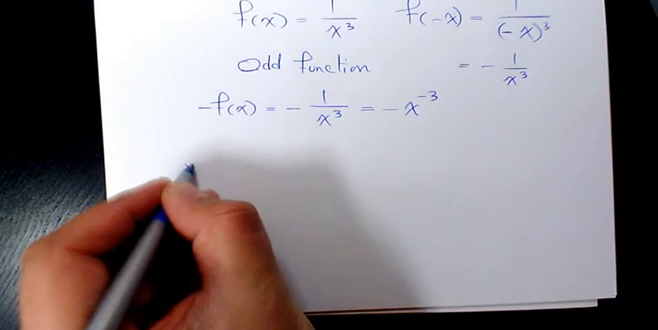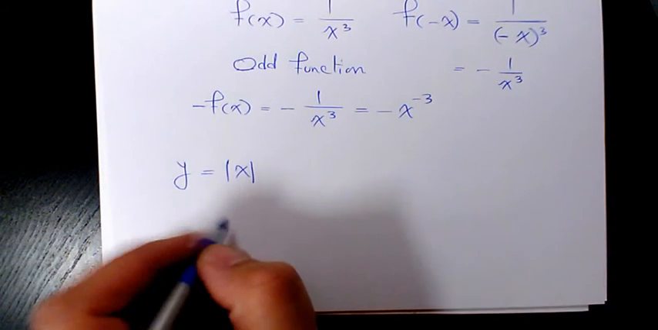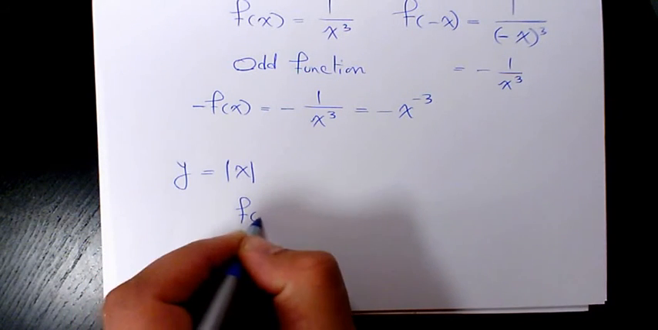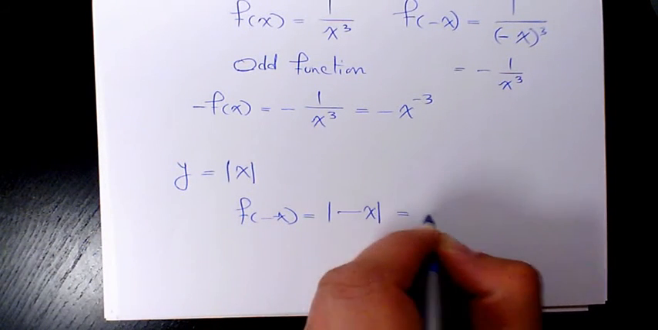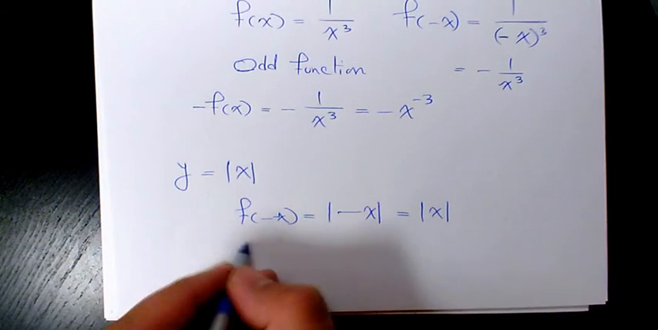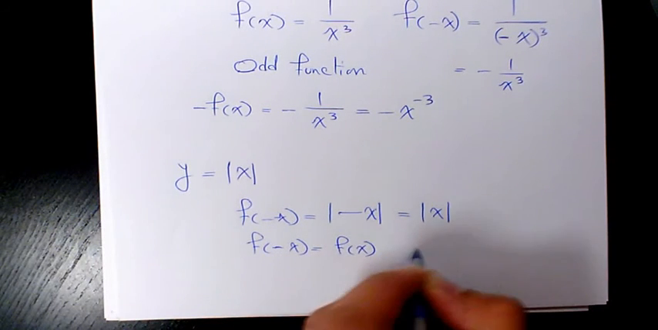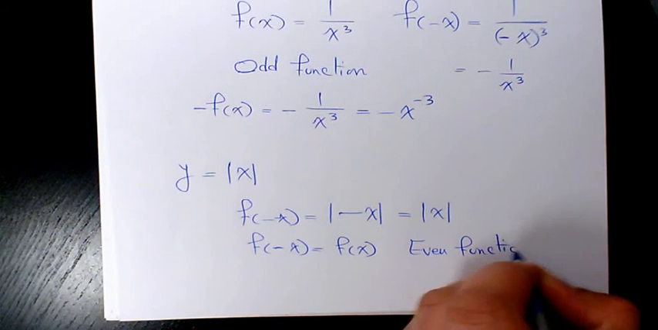Next example, y equals the absolute value of x. Absolute value is an even function. How? f of negative x equals the absolute value of negative x, which is going to be the absolute value of x. So f of negative x equals f of x. So that's an even function.